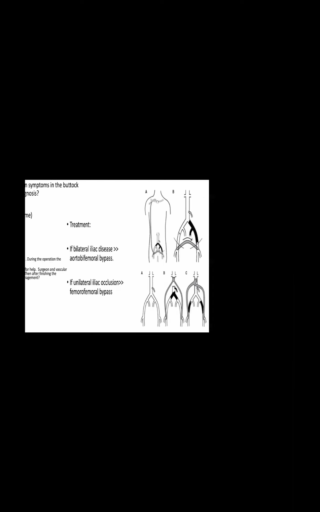Ma'am, A. Aortoiliac insufficiency. Yes, excellent. It's aortoiliac insufficiency that causes the patient's symptoms, the buttock claudication and impotence. Thank you, Dr. Maha. So for treatment, with bilateral iliac disease we have to do aortobifemoral bypass. If it is unilateral, femoral bypass. This management, investigation or treatment is very important. Thank you, Dr. Maha.